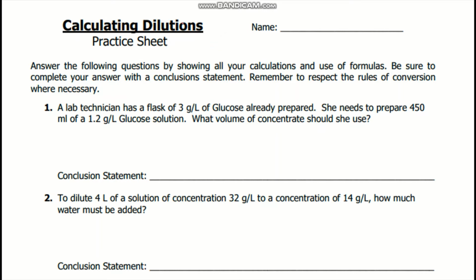The initial concentration times the initial volume is equal to the final concentration times the final volume. We need to remember a couple of facts. This part of the equation deals with your concentrated solution. Okay, this part of the equation deals with your diluted solution.